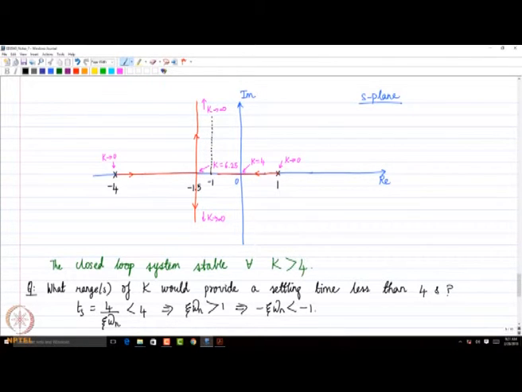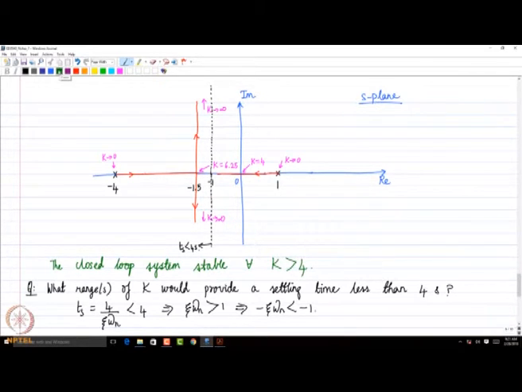We already discussed this last week, when we wanted to learn how to translate performance specifications into regions of poles, right. So, you see that if all the closed loop poles lie to the left of this vertical line at minus 1, that will give me an assurance that the settling time is less than 4 seconds, right. Now, what value of K would get me that?